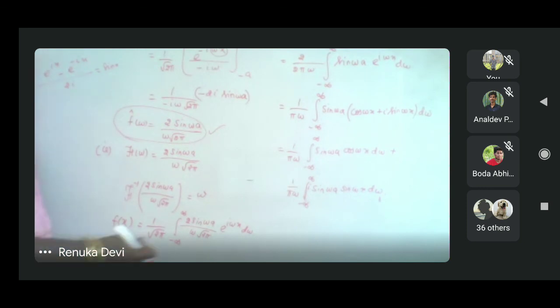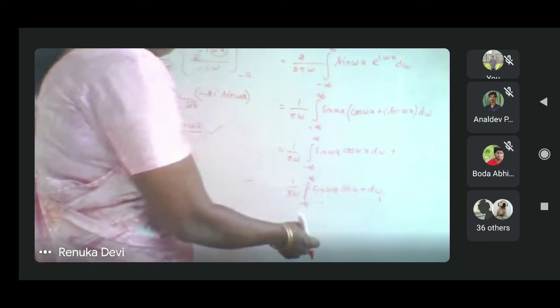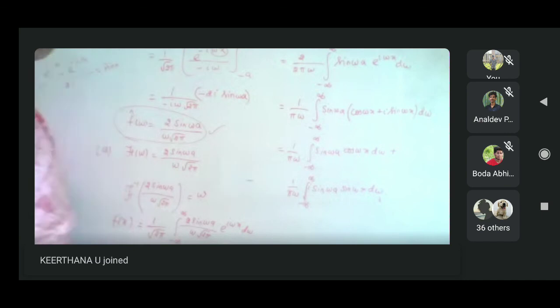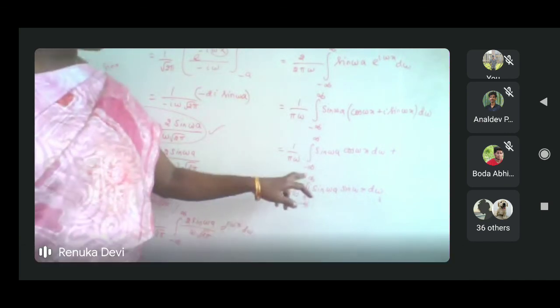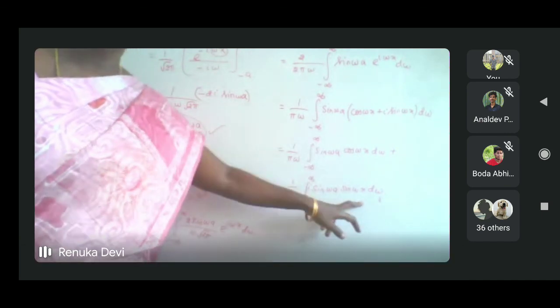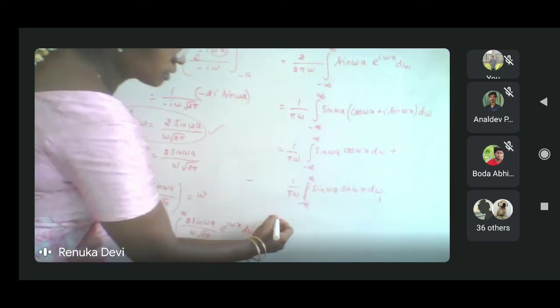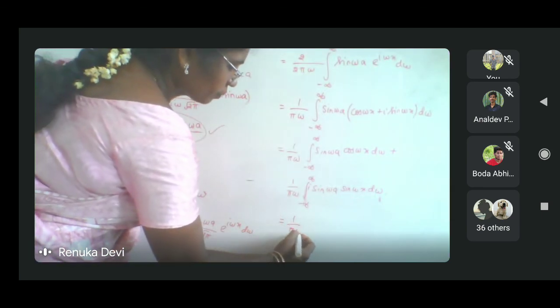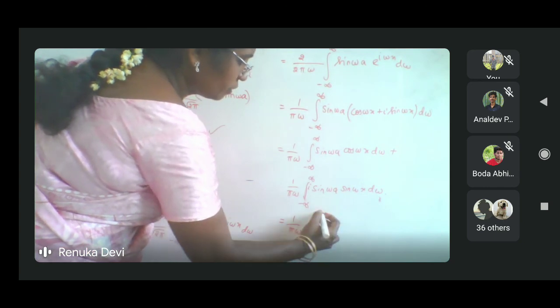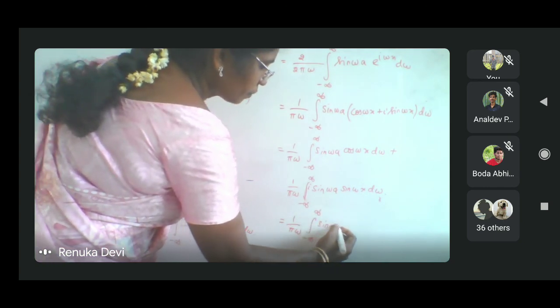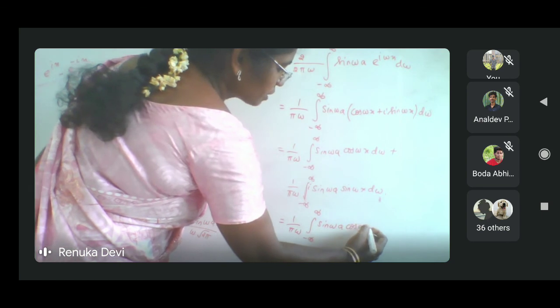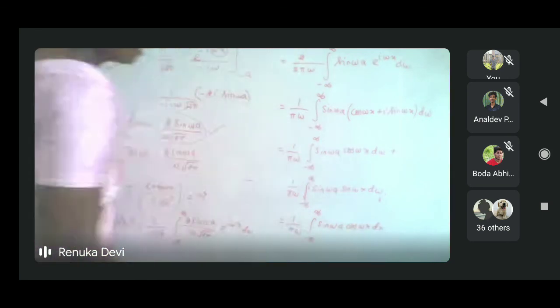Now, here sine is an odd function, so the product of odd functions is again an odd function. With limits minus infinity to infinity and an odd integrand, this term will become 0. Therefore, we are left with 1 by pi, integral from minus infinity to infinity of sine WA by W into cos Wx dW. We are left with this term.